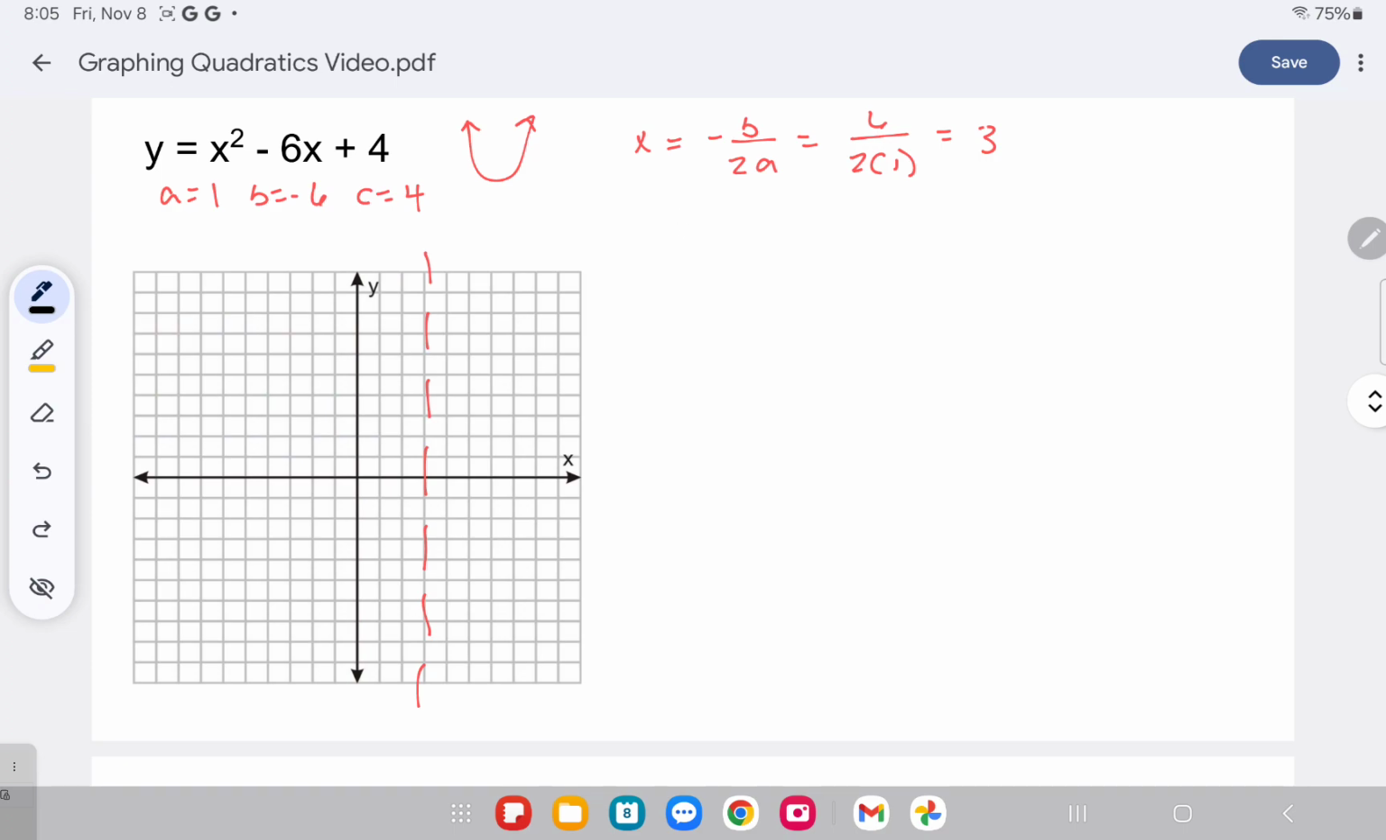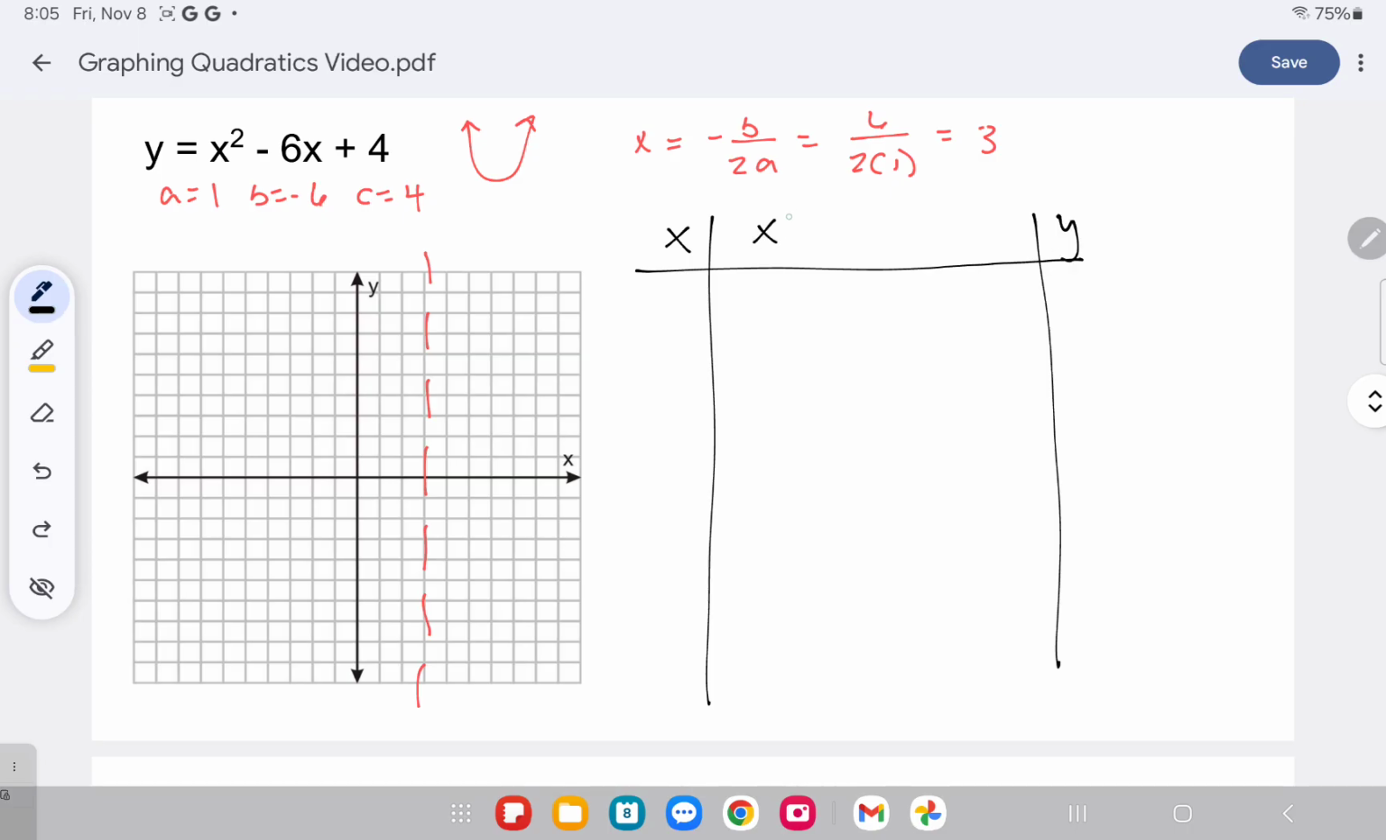So when I go to make my XY chart, the first number I'm going to plug into my XY chart is 3, because if I plug in the axis of symmetry, that point is going to be my vertex, which in this case is going to be the minimum point on our graph. So when we plug in a 3, I'm getting 9 minus 18 plus 4, or negative 5. So our vertex is at (3, -5), and that's our minimum point.